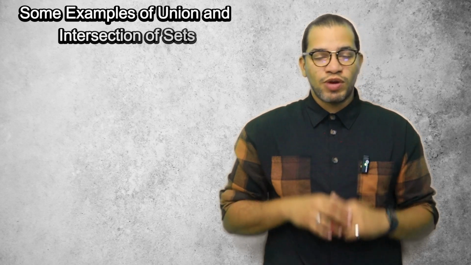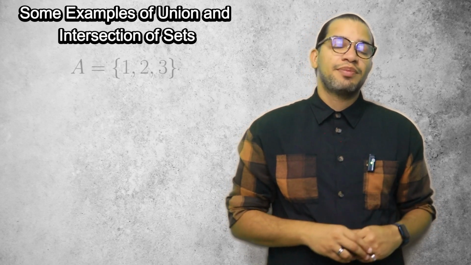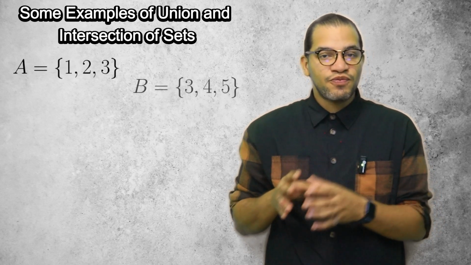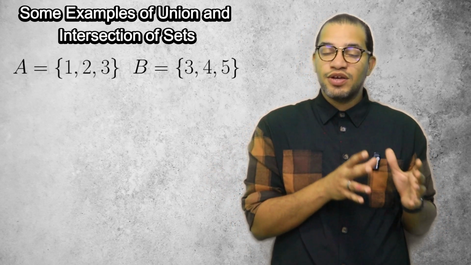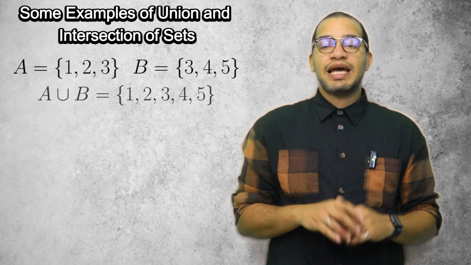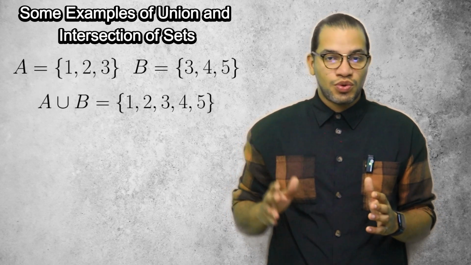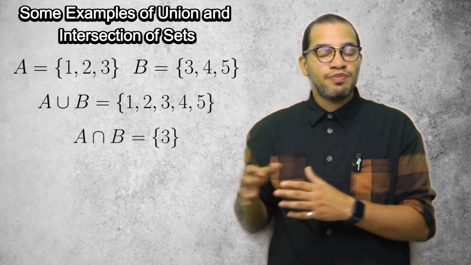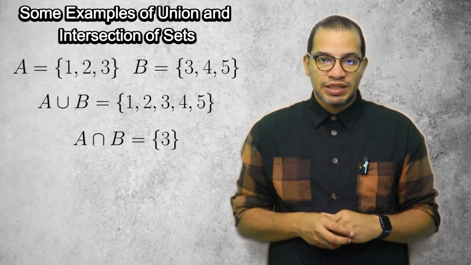For instance, if we have the set A with elements 1, 2, and 3, and set B with elements 3, 4, and 5, then A united with B will have the elements 1, 2, 3, 4, and 5, whereas A intersection B will have the element 3.